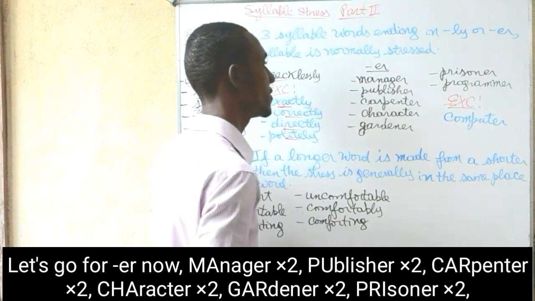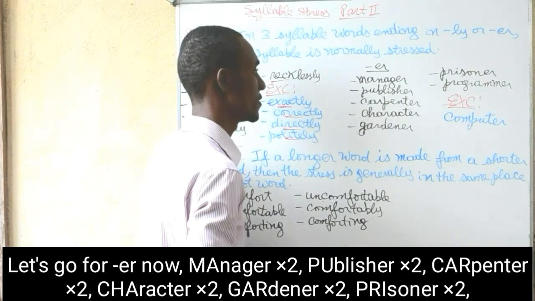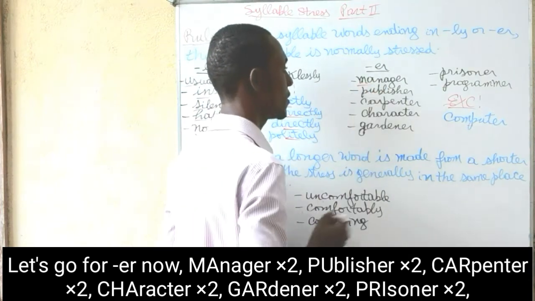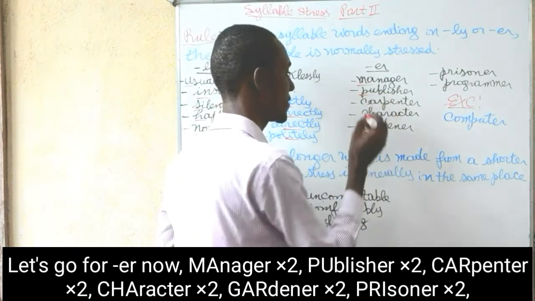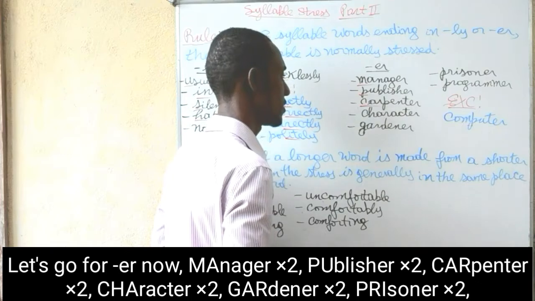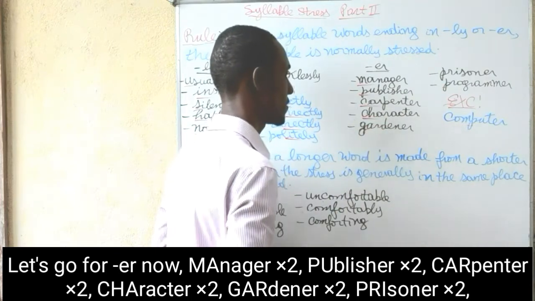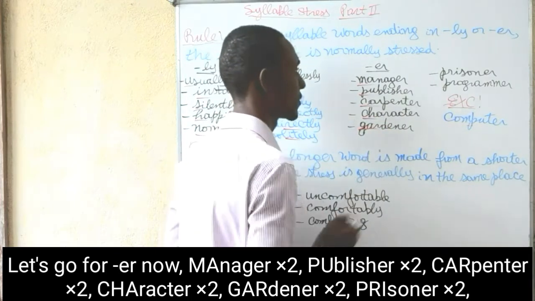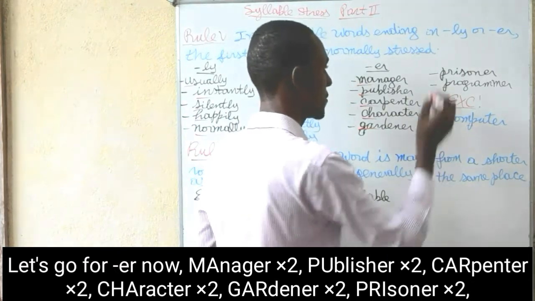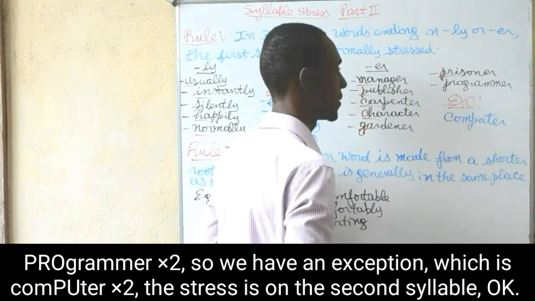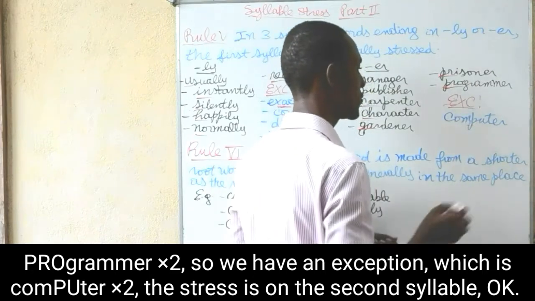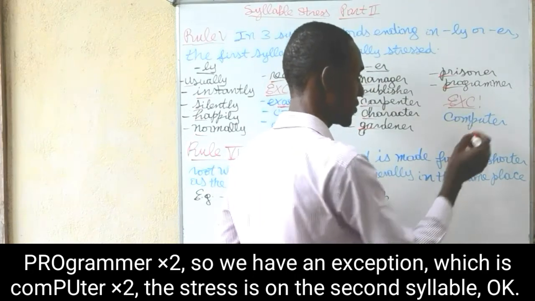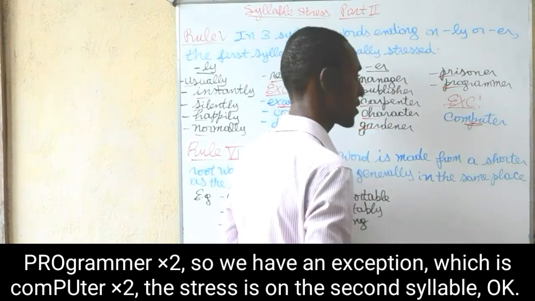Let's go for er now. Manager, publisher, carpenter, character, gardener, prisoner, programmer. So we have an exception, which is computer. Okay, the stress is on the second syllable. Okay, computer.